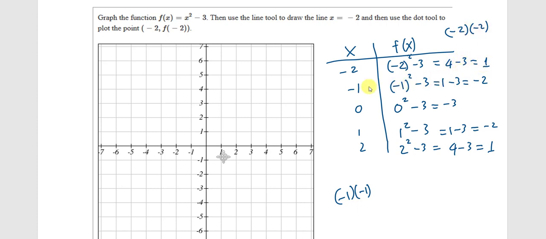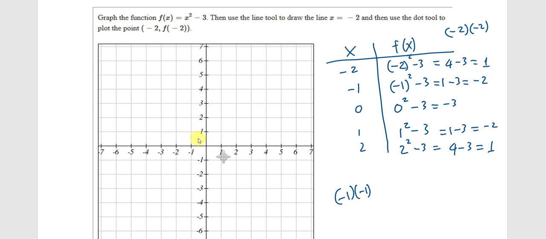And then do the same thing for minus 1: minus 1 squared minus 3. Anywhere you see x now becomes minus 1. So minus 1 squared is minus 1 times minus 1, minus times minus becomes plus, 1 times 1 is 1, 1 minus 3 is minus 2. And then keep going for 0, 1, and 2. So we get minus 2 for x, and the y value, which is f of x, is 1.